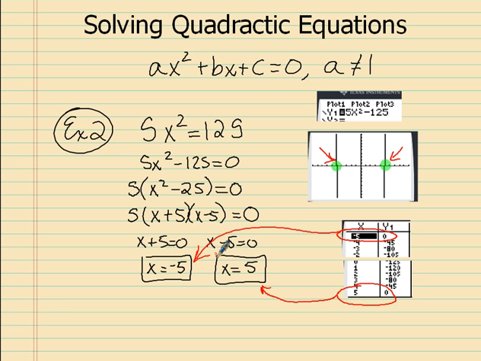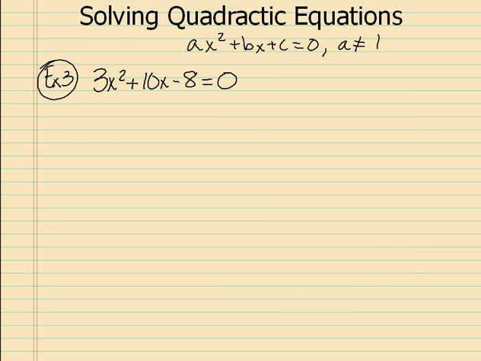So that's one other example for you, and we have one more example to do, solving ax squared plus bx plus c equals 0 when a is not equal to 1. Alright, now for example number 3 here, we've got 3x squared plus 10x minus 8 equals 0. A lot of different ways you could solve this one as well.